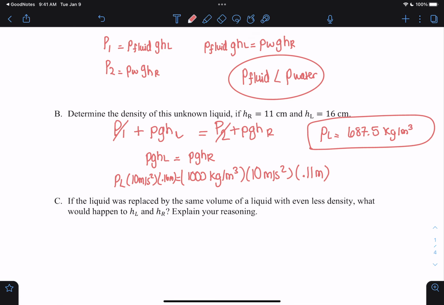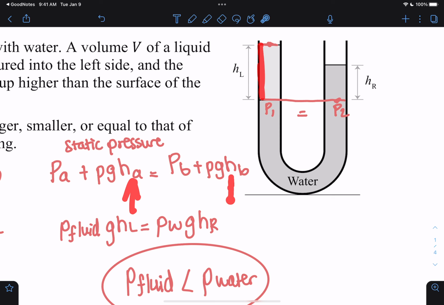okay, well, the height HL here is greater than HR. And because the height on the left-hand side was greater than the right-hand side, we said the density of the liquid was less than the density of the water. If H increases on the left-hand side and H decreases on the right-hand side, then the density of the liquid is smaller than the density of the water.